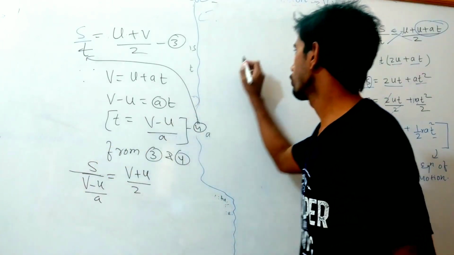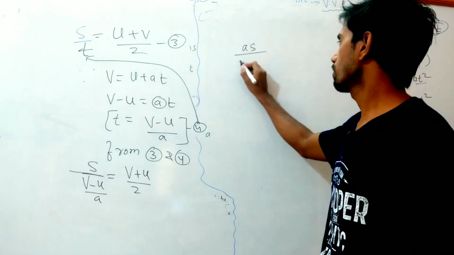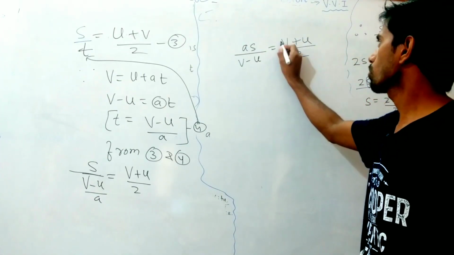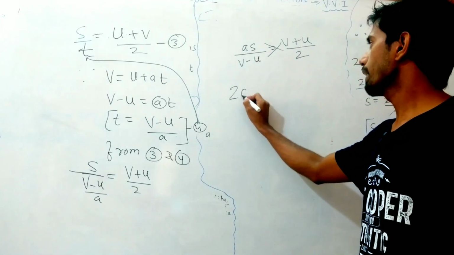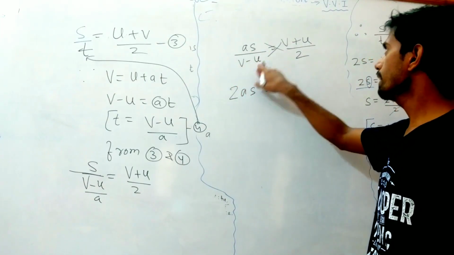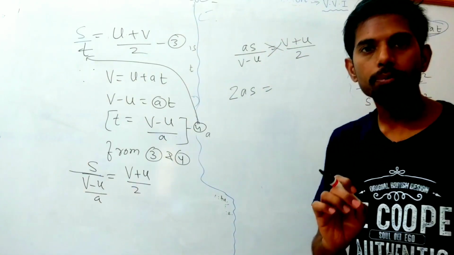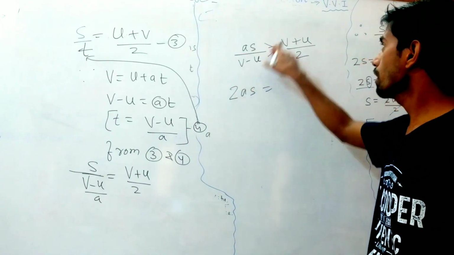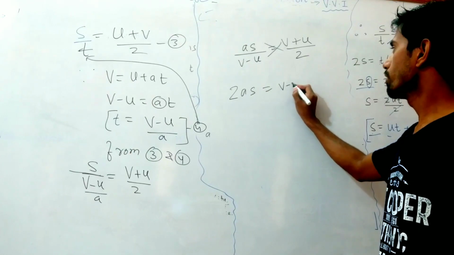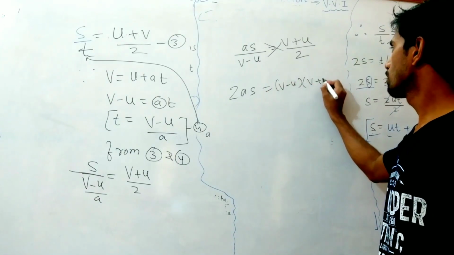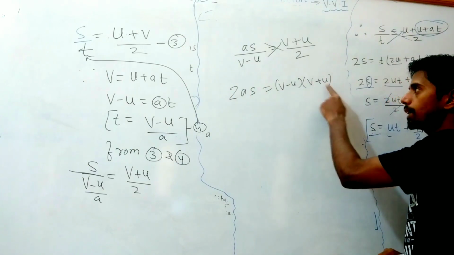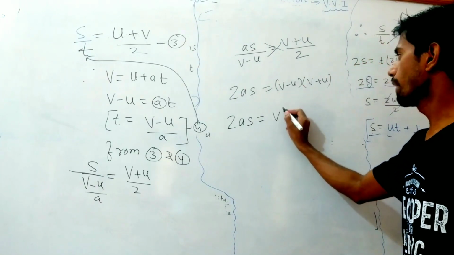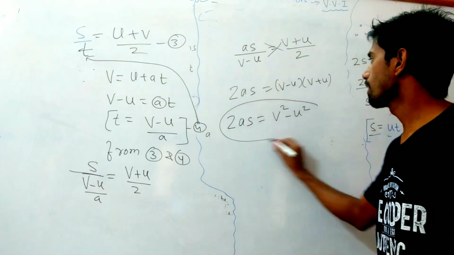Now this a will come in numerator. So as upon v minus u is equal to v plus u upon 2. Now cross multiply it. What will you get? 2as is equal to (v minus u)(v plus u). You know the identity, (a plus b)(a minus b) is a square minus b square. So we can directly write 2as is equal to v square minus u square. This is the third equation.